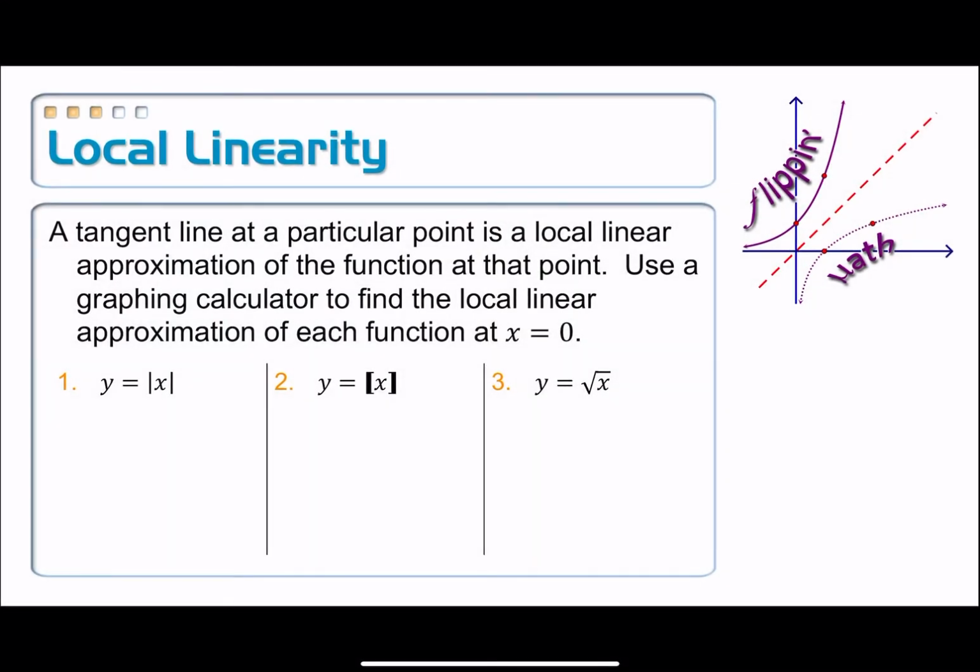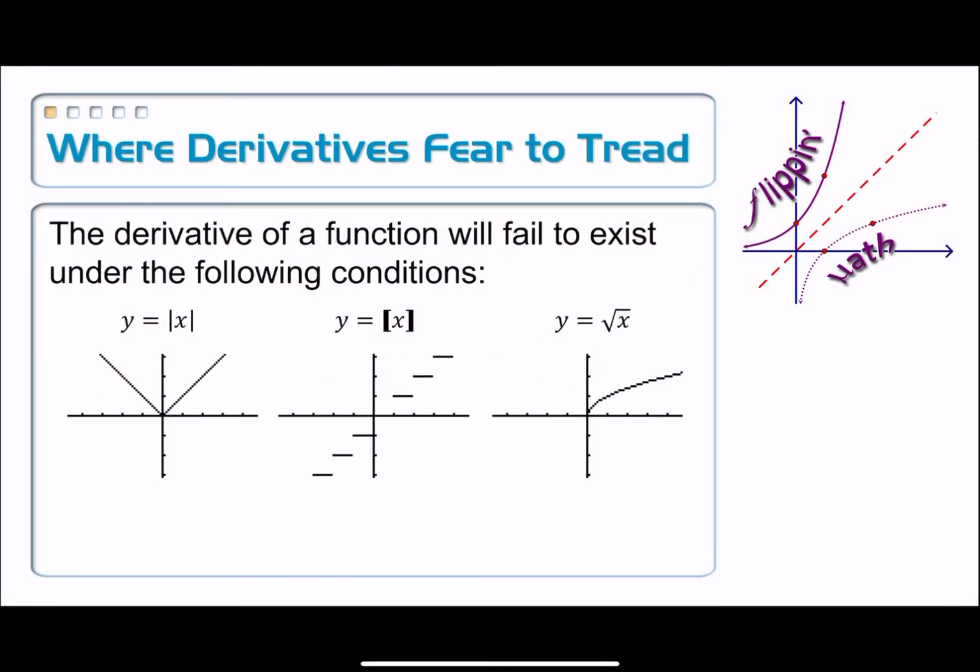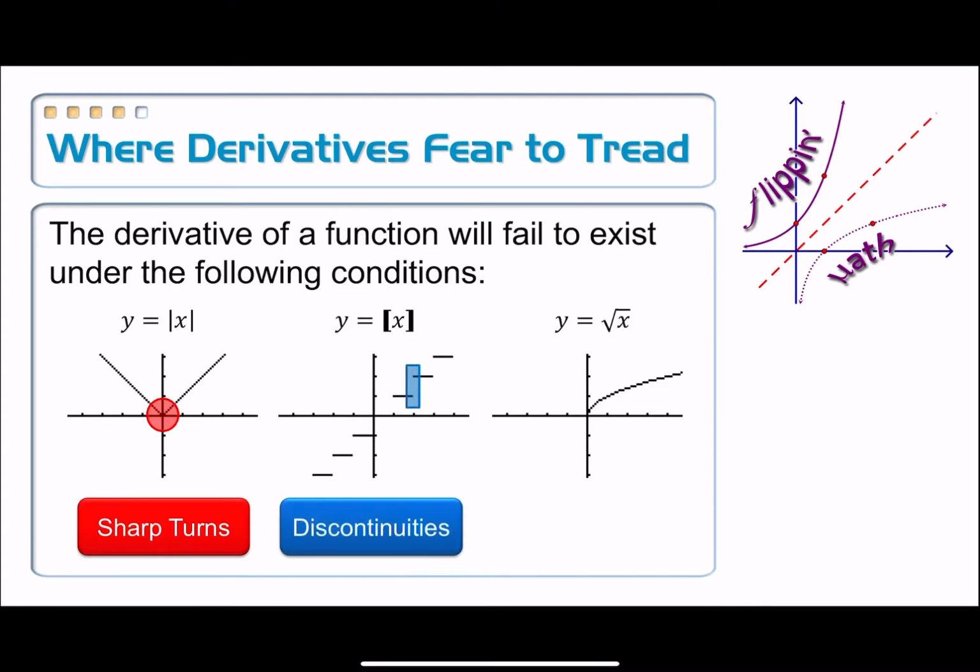Let's summarize those things. The first one here is a sharp turn. Sometimes they're called cusps. If you have a sharp turn, the derivative changes from the left side to the right side immediately, right there at that point. It's not the same value on either side, so the derivative fails to exist. Okay, the next one, super important. If you've got any kind of discontinuity, you're not going to have a derivative at that particular point.